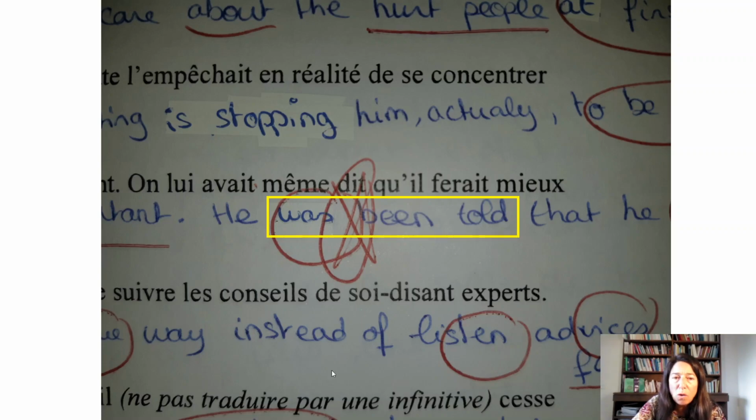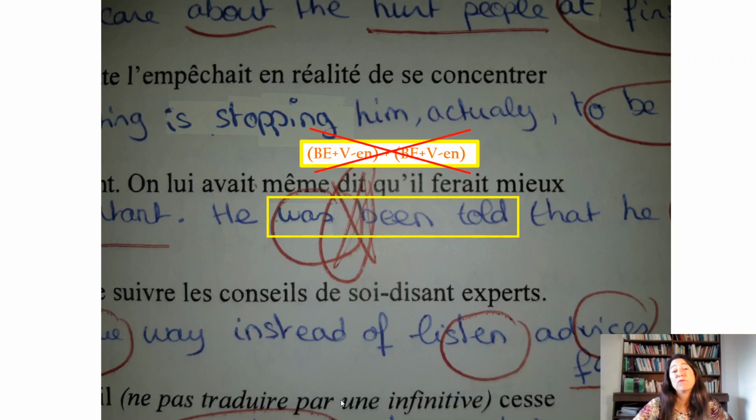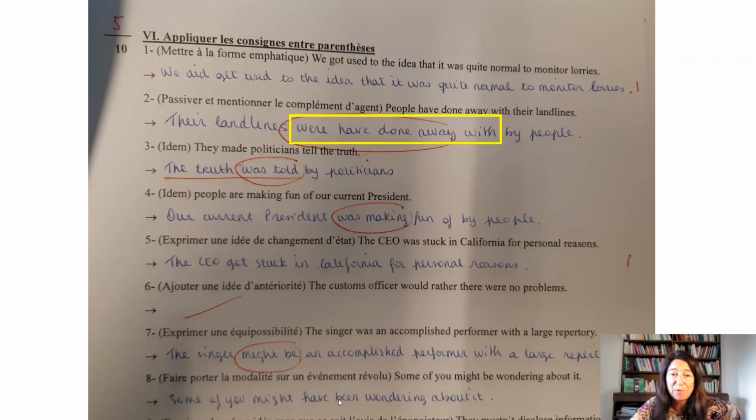He was being told. What's this? That's be plus VEN, and again be plus VEN. Plus, there's also the fact that this is be plus VEN, so the passive voice with be, and that doesn't work. It doesn't make sense to use the passive voice plus for be. And it's not possible to use any operator 2 times in a row. So be plus VEN plus be plus VEN is not an option. It's not possible.